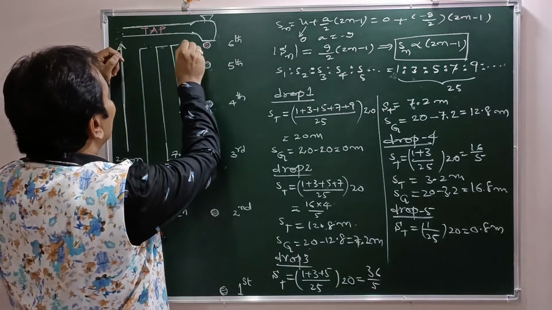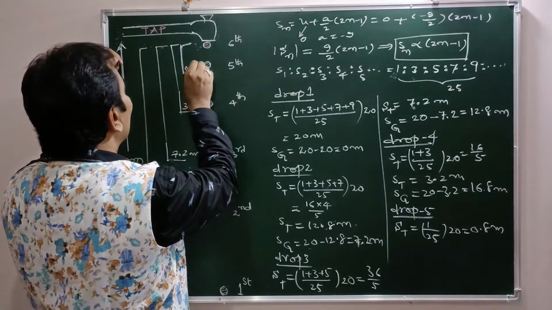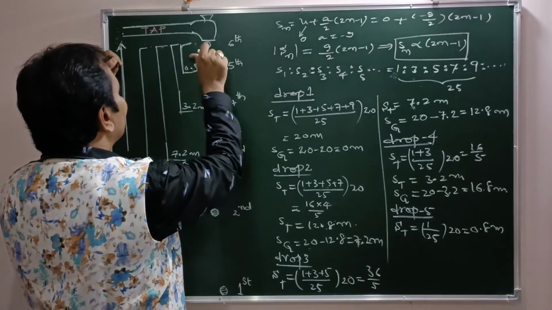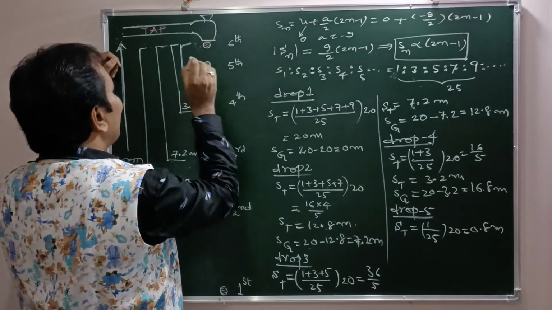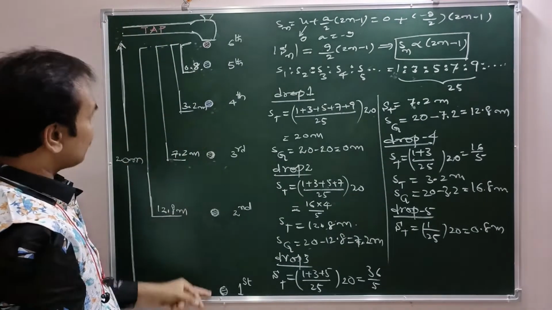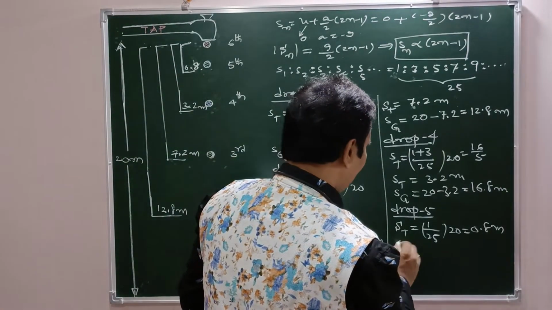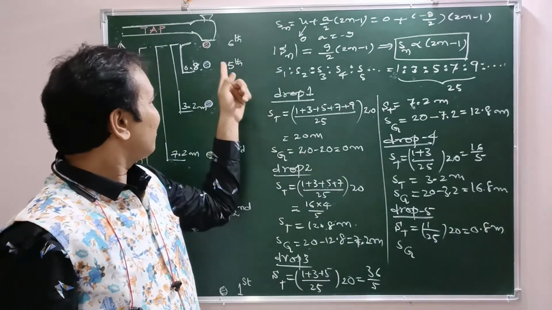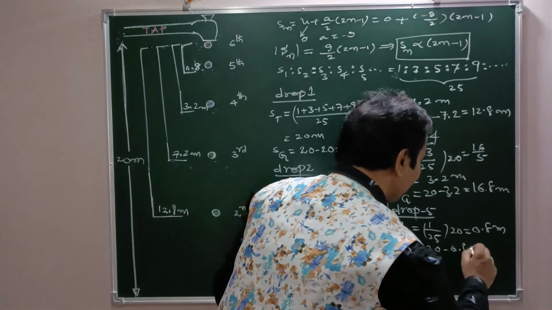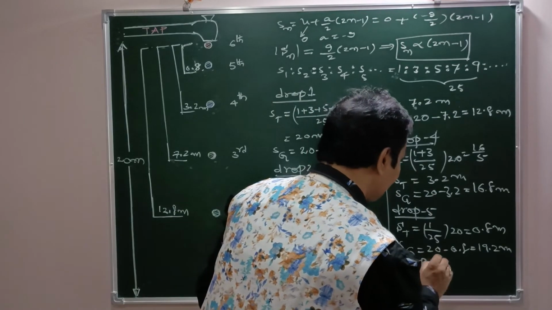Now what is the height of the fifth drop from the ground? The distance covered by the fifth one is 0.8 meter. Now the height from the ground is 20 minus 0.8. So SG, the height of the fifth one from the ground, is given by 20 minus 0.8. That is 19.2 meters.